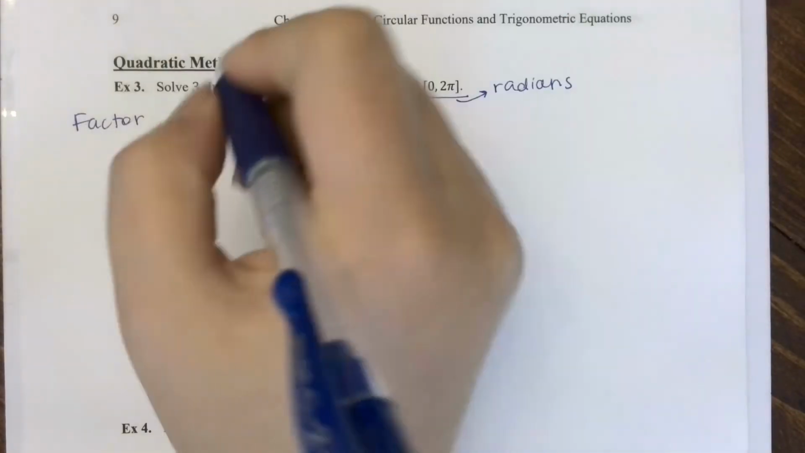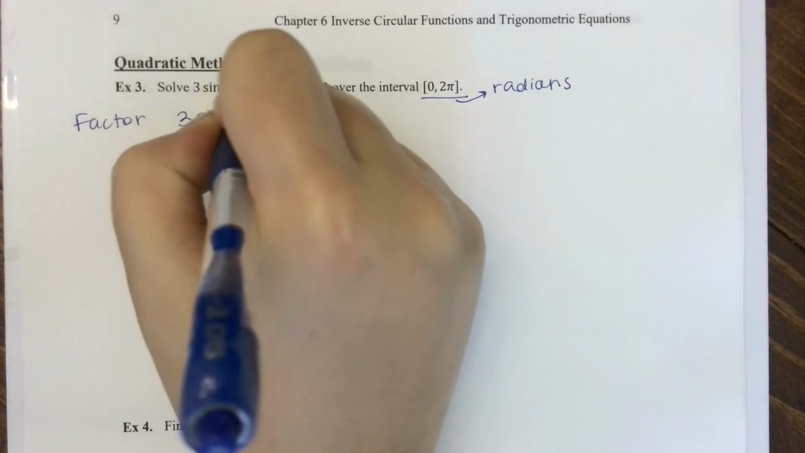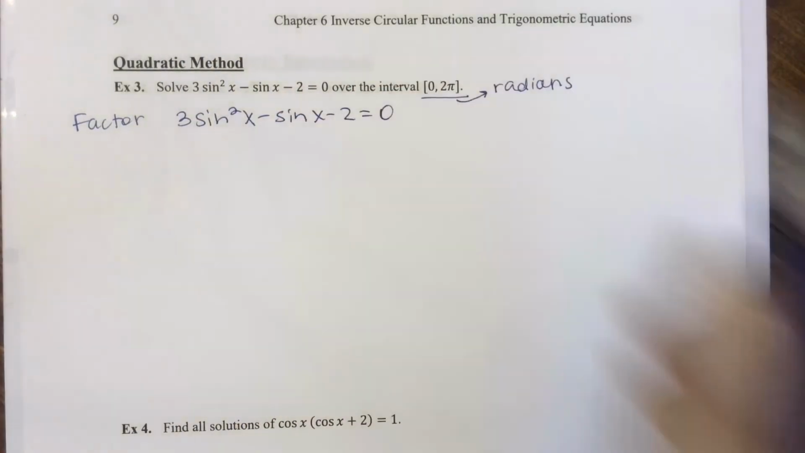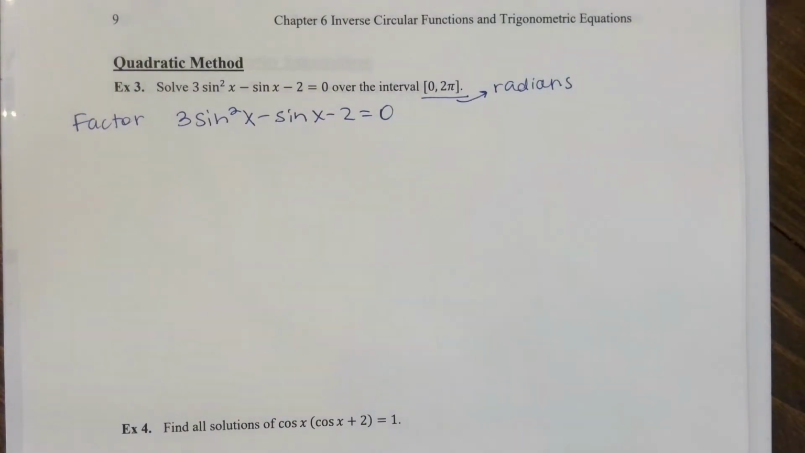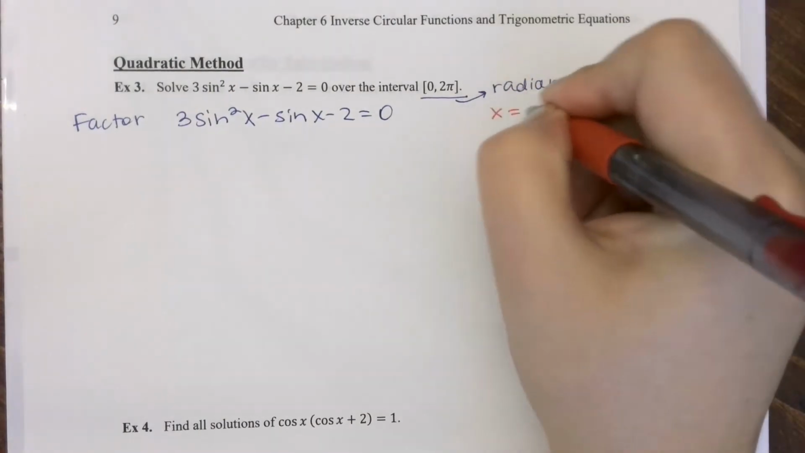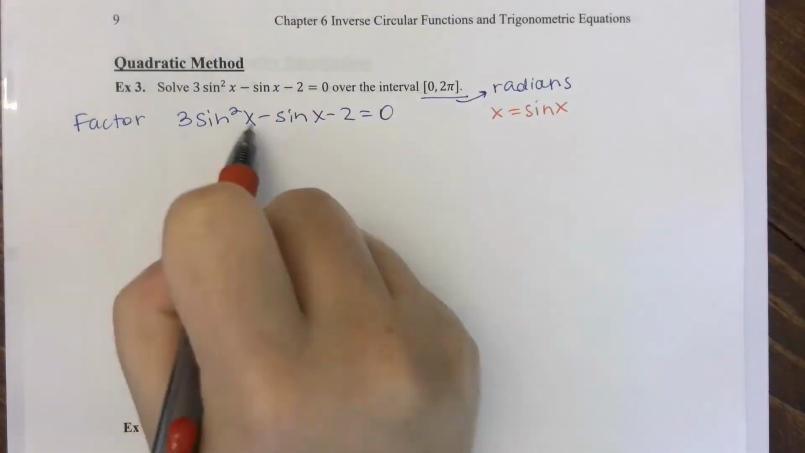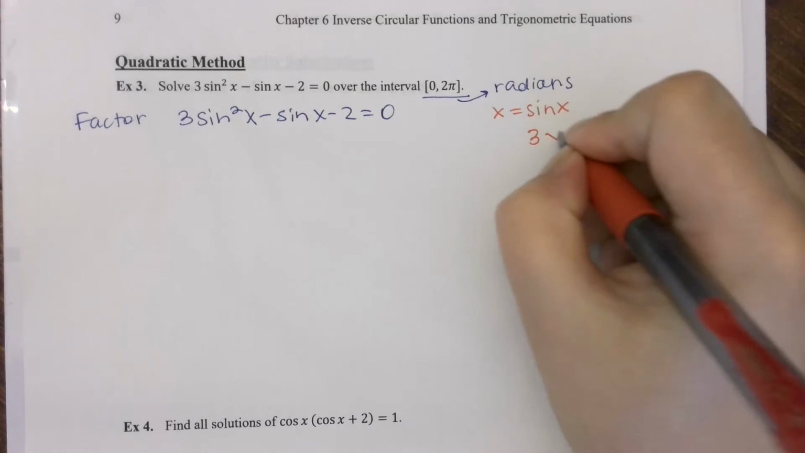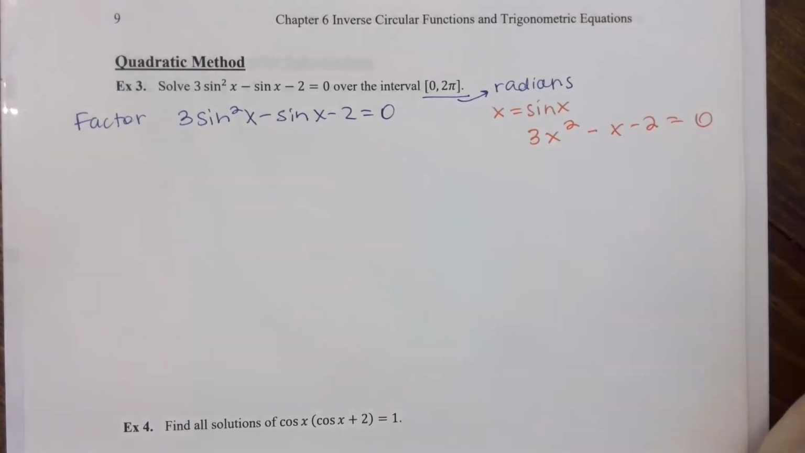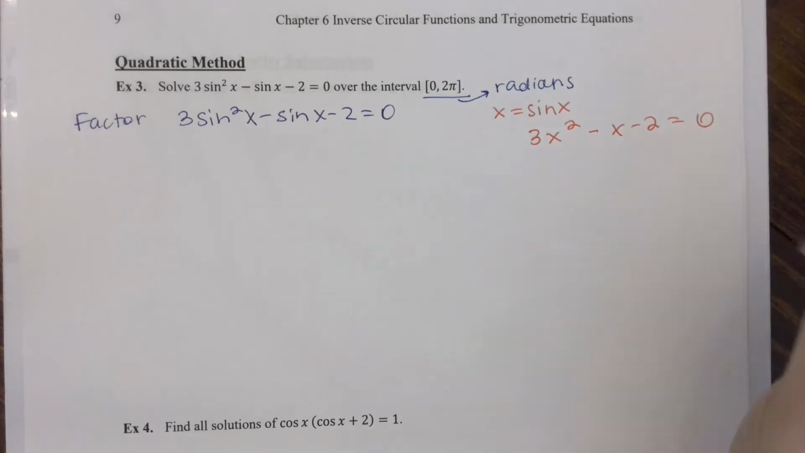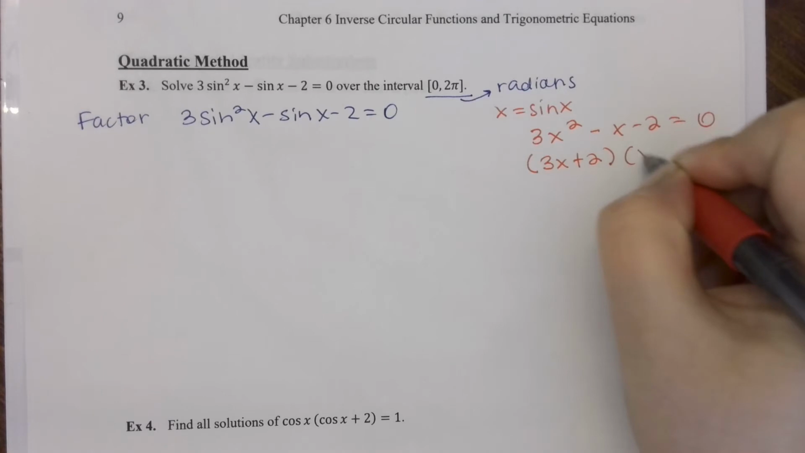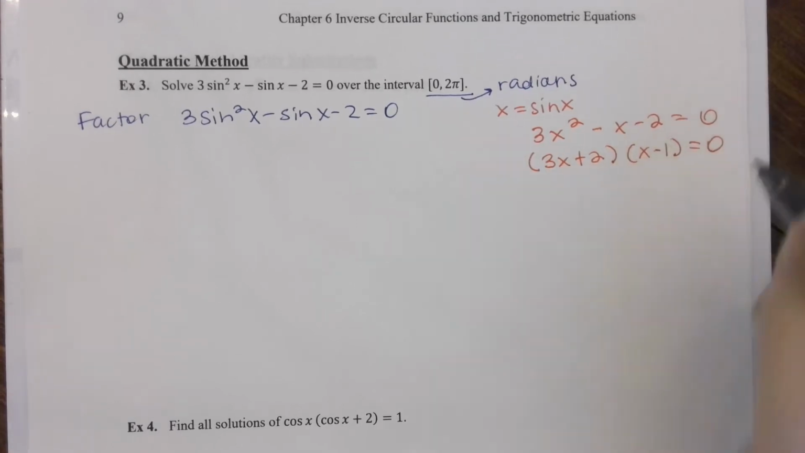Okay, so this is just simple college algebra factoring. If you want to make it easier to look at, if we just call sine x, x here, we can look at it as 3x squared minus x minus 2 equals 0. Okay, and then that factors into 3x plus 2 times x minus 1 equals 0.